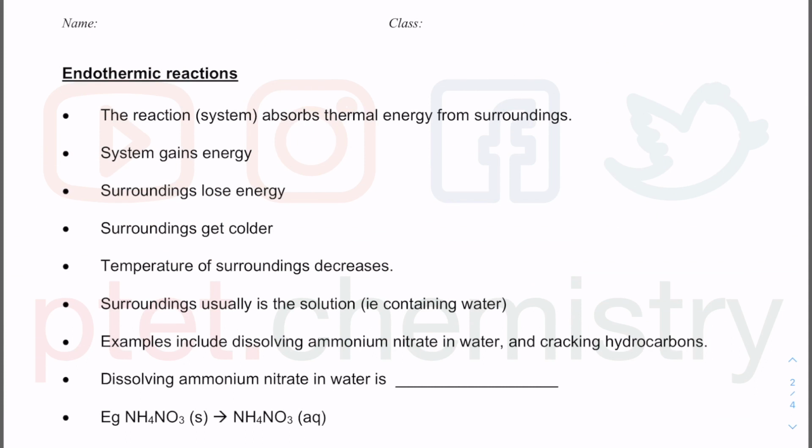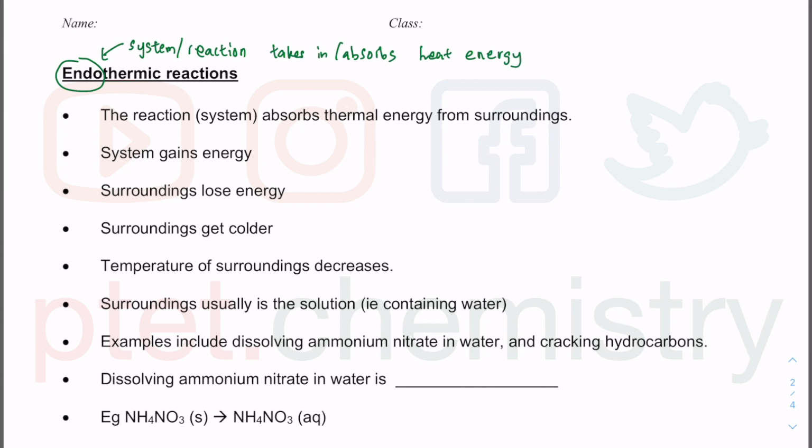Now the next bit is just finishing up on this idea of endothermic reaction. It's just the opposite. Endo means it's taking in. Endo means inside, and what is taking in? The system or the reaction. The reaction is taking in the heat energy. It takes in or it absorbs heat energy. And where does the heat energy come from? It comes from the outside, from the surrounding.